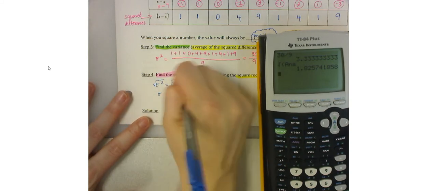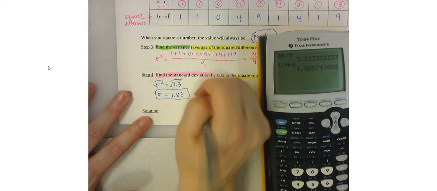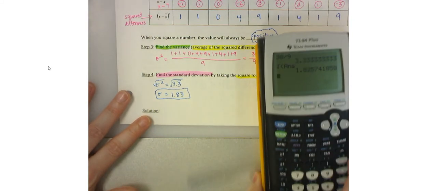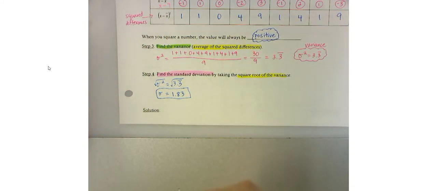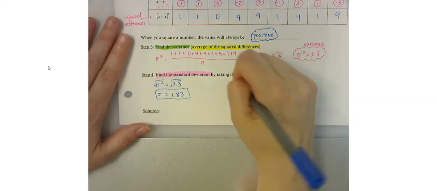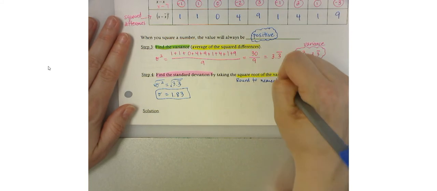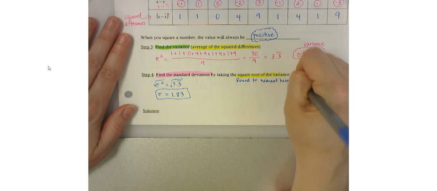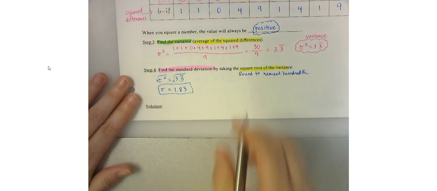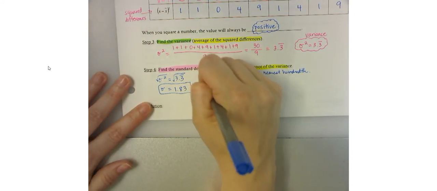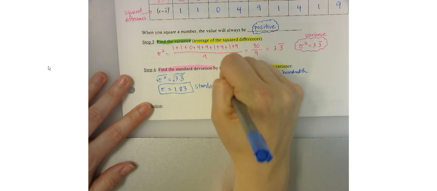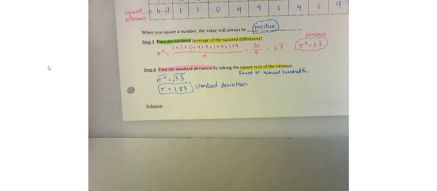Okay, and then so your solution was to find the mean and the standard deviation. So your mean is this, and the standard deviation is this. Okay, and again, that's just what we did from the directions. You're finding the mean and the standard deviation, so that's what we got.